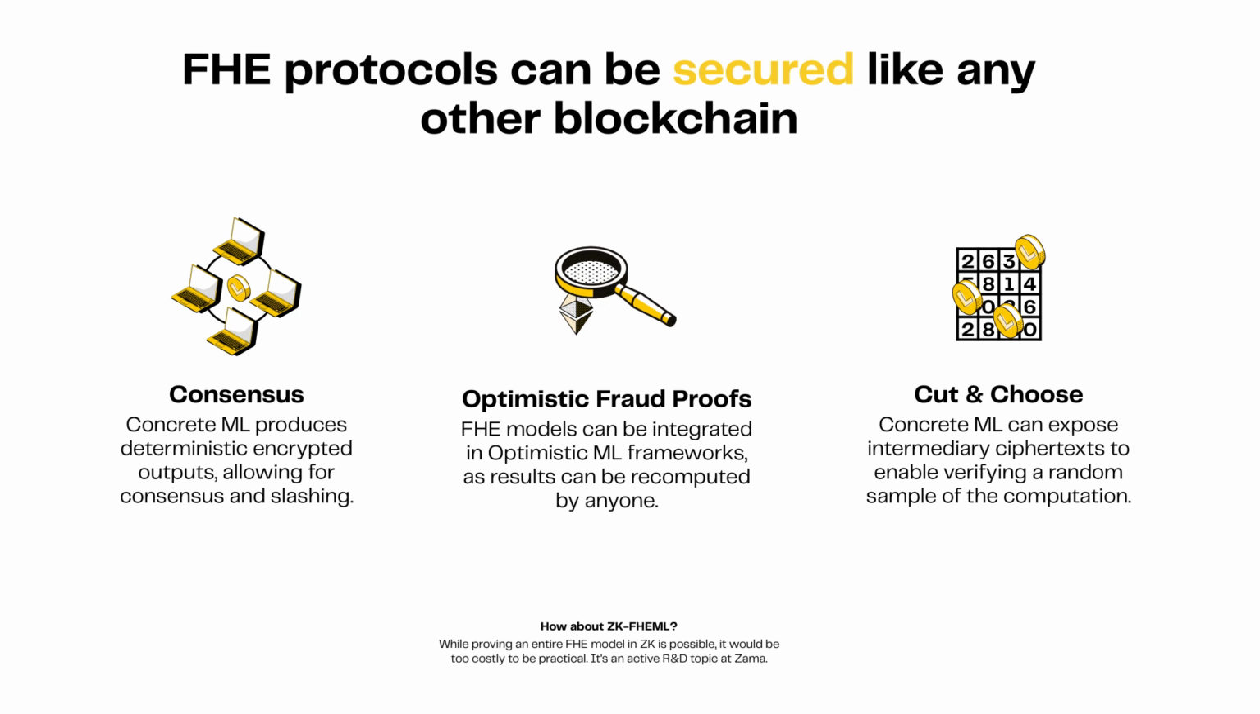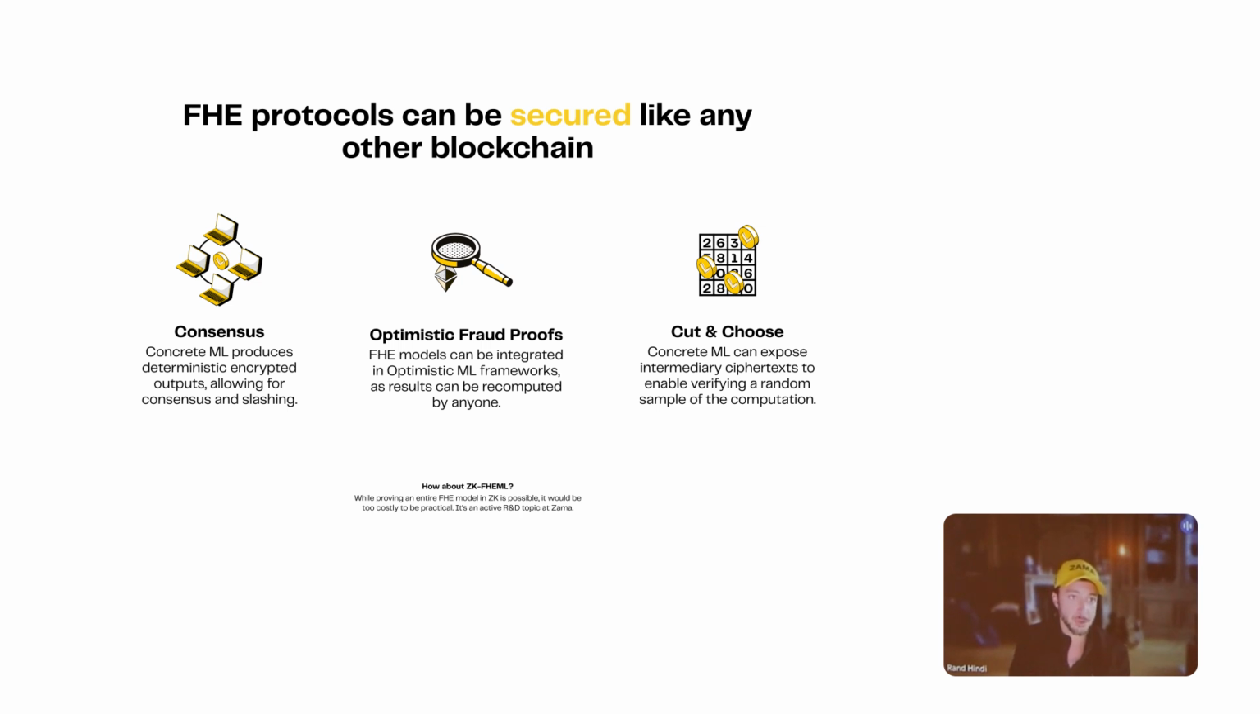FHE protocols can be secured like any other blockchain. As I mentioned earlier, there is no difference in terms of the blockchain part. This is all running on top of existing infrastructure if you wanted to. So you can have proof of the FHE computation through consensus, just have multiple validators do it and compare results. You could have optimistic fraud proofs for FHE machine learning. You can have a cut and choose approach where you randomly test a few values to see if people have been honest. And even long-term, why not do ZK FHE ML, although to be fair, this is still a little bit too slow.